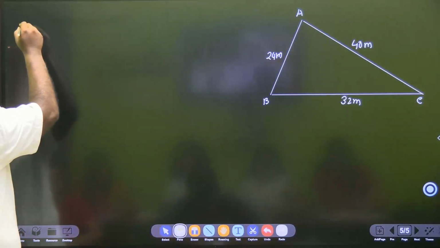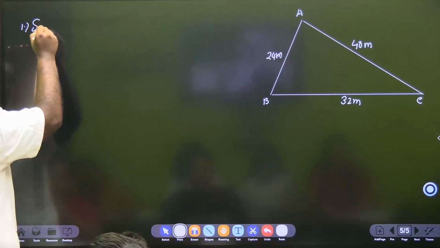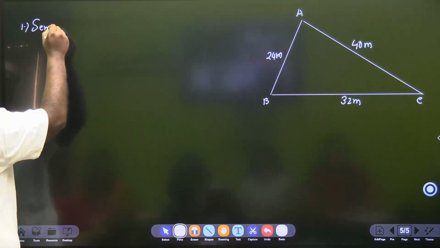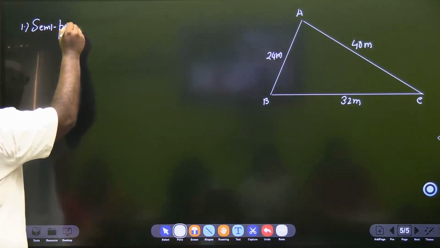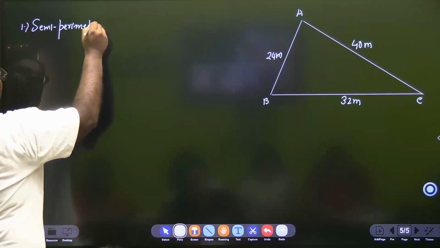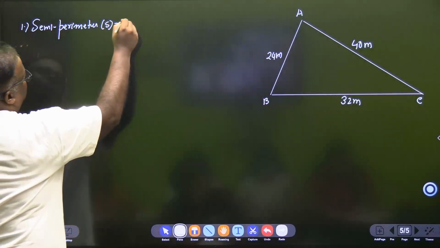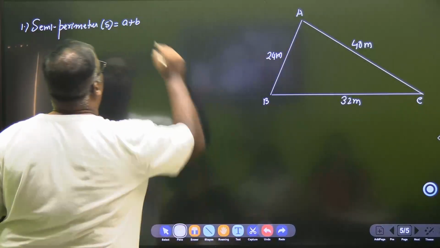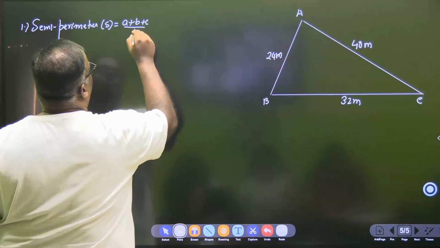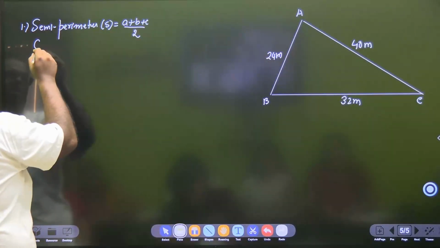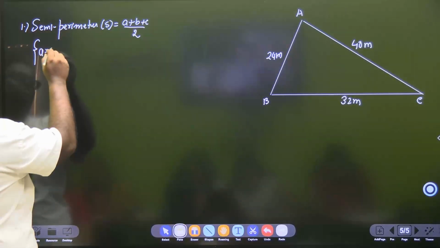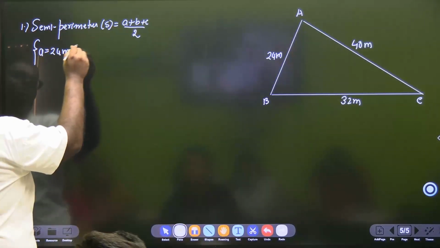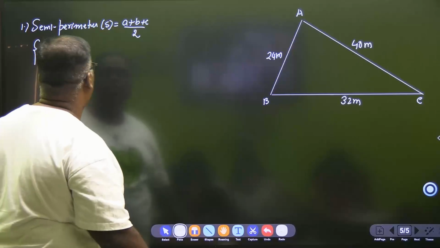So our first step would be what? To find out the semi-perimeter. You denote semi-perimeter by S, which is the sum of the three sides divided by 2. And in this question, beta, I can take a's value as 24 meters, b's value as 32 meters.